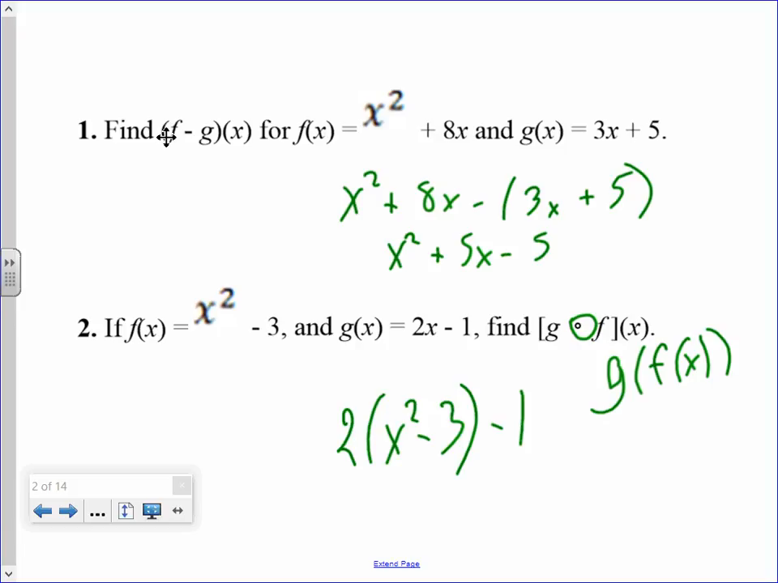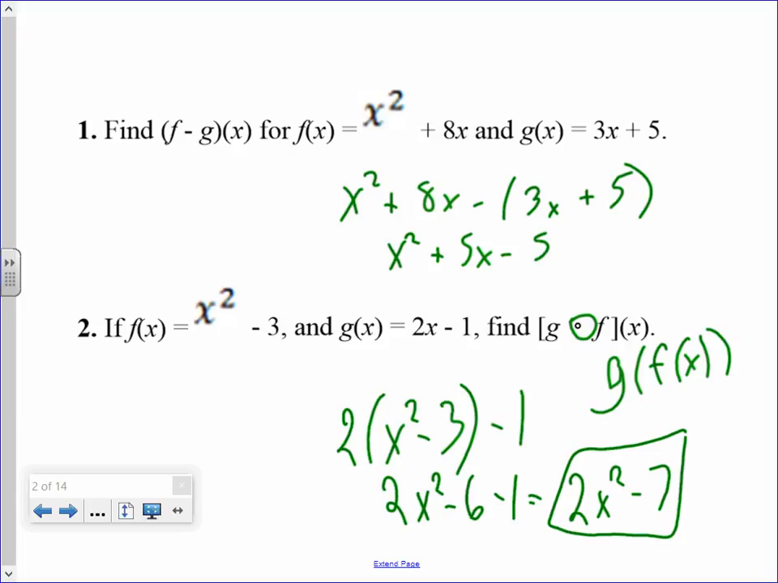Some of you were adding to the x. No, you take the old x out and you put the entire x squared minus 3 in its place. And then simplify that. Here all you have to do is distribute the 2, make it 2x squared minus 6, and then minus 1, which would be just 2x squared minus 7. So it's not multiplication, it's g of f. Question?